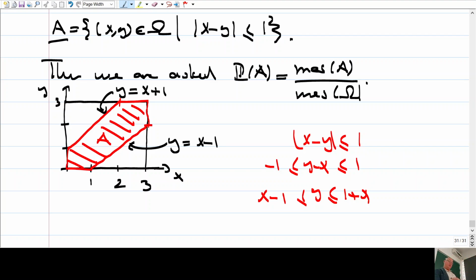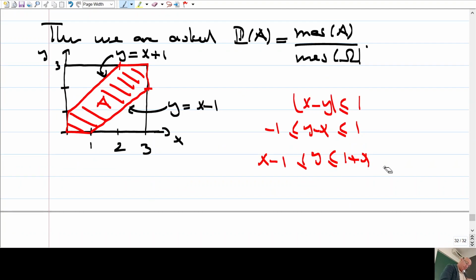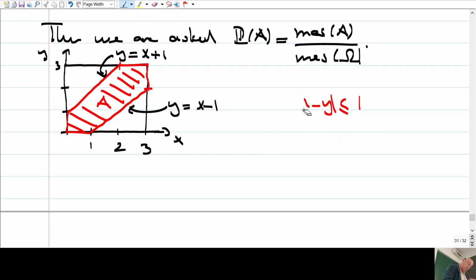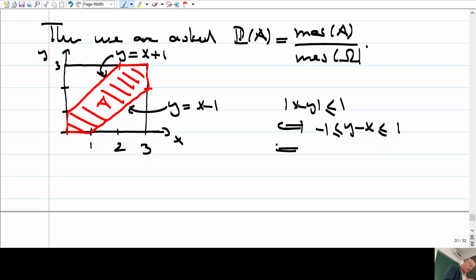So let me write it here again. The absolute value of x minus y is less than 1 if and only if y minus x is between 1 and minus 1, and this is if and only if y is between x plus 1 and x minus 1.